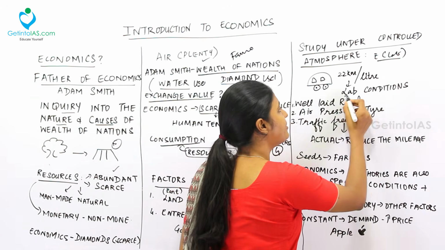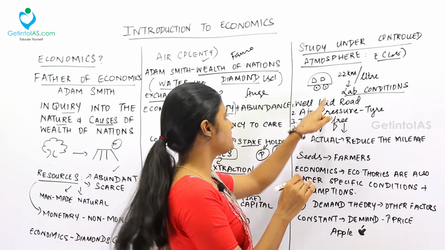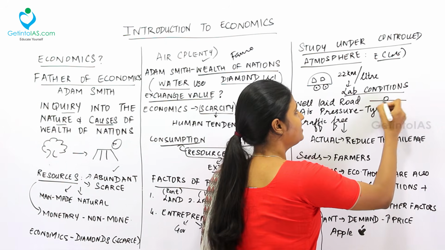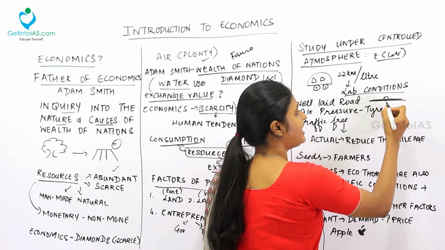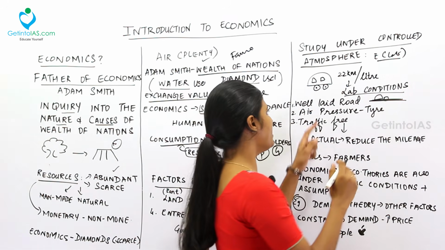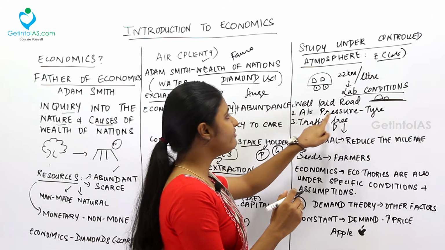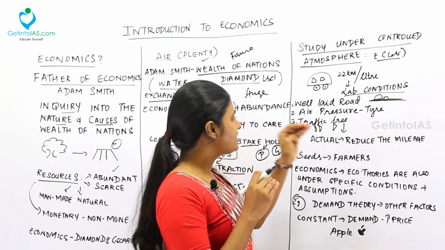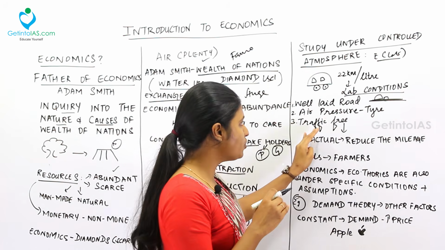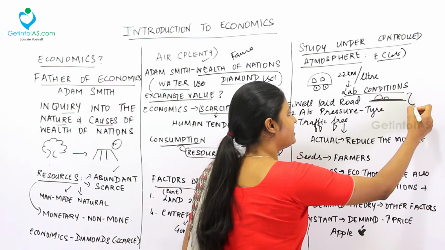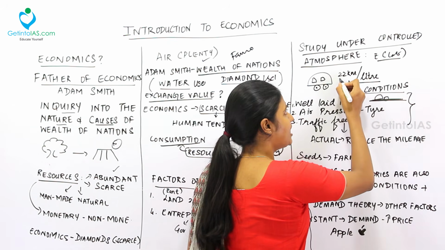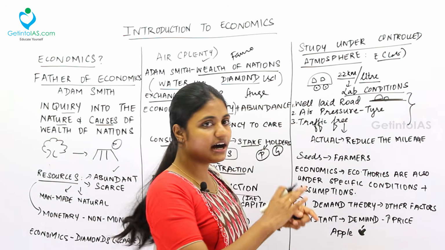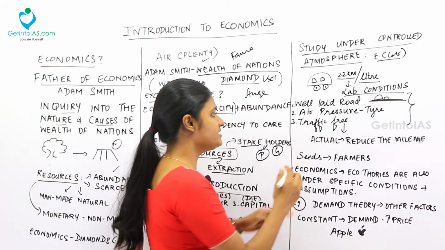But this is the lab condition of the car. What is the lab condition? So inside a lab, there will be well laid roads. The road won't have any potholes. That is, the road will be well laid so that the car can go easily to and fro. Next, the tire, right, it will have a perfect air pressure. Third thing is traffic free. When the car is inside the lab condition, there will be no traffic, right? So these are all the perfect conditions under which for 1 liter the car will run 22 kilometers. But when you come to the actual situation, when I buy the car and drive on the actual road, what will happen is it will reduce the mileage.